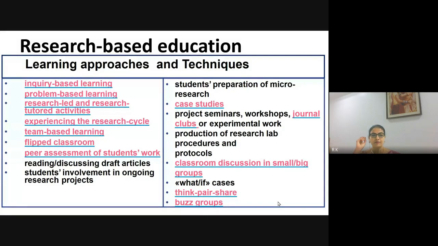Say, for example, there is problem-based learning, research-led and research-tutored activities. One by one, I will tell you, because there are 5 into 5 particular methods and techniques for this session. A total of 25 techniques I will teach and share with you today in order to understand how best we can improvise our classroom lectures. So first is research-based education.